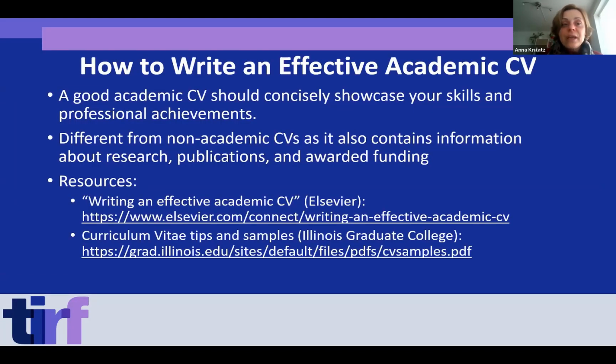But just a few words on how to write an effective academic CV, because it's a little bit different from a typical CV that you would be submitting to an employer, for instance, outside of academia. Obviously, a good academic CV has to show your skills and professional achievements, but in addition to information about your previous work experience and your university degrees, your academic qualifications, it should contain information about research that you may have done, about any publications that you may have already or any funding that you have already received.